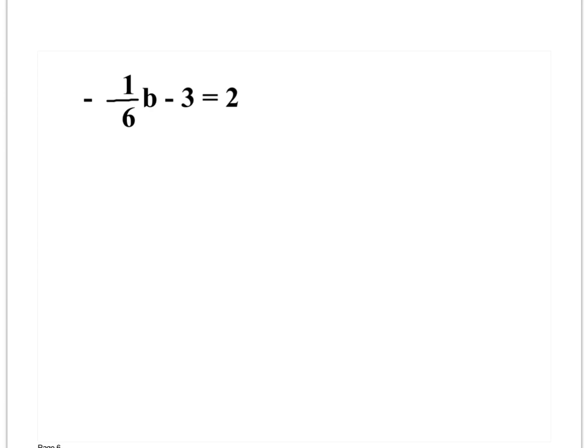I have negative 1/6 b minus 3 is equal to 2. I look at what's being done to b. I'm timesing it by negative 1/6, and then I'm subtracting 3. So we go in reverse of that. We add 3 to both sides.